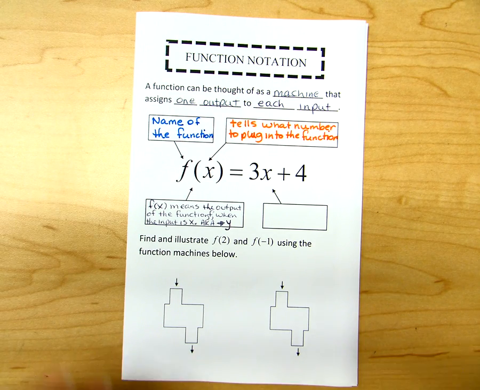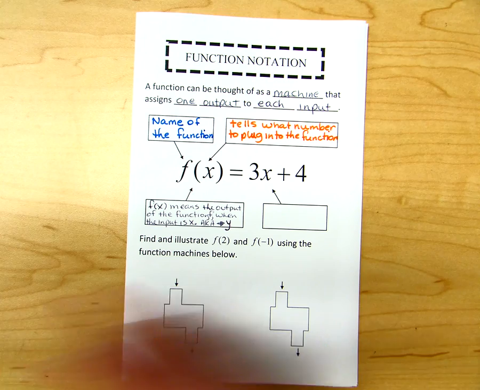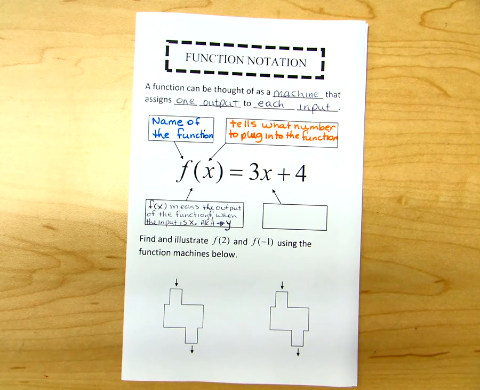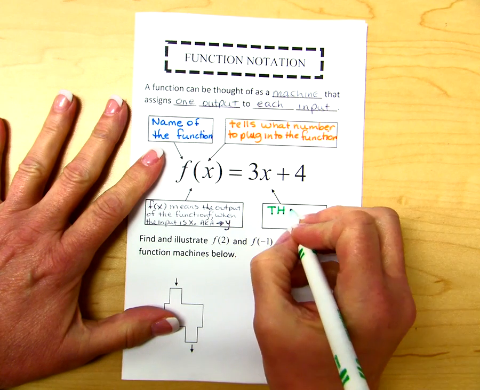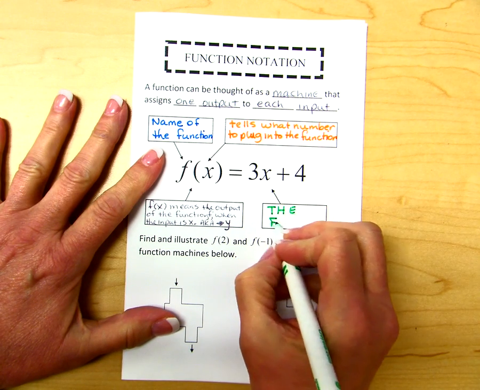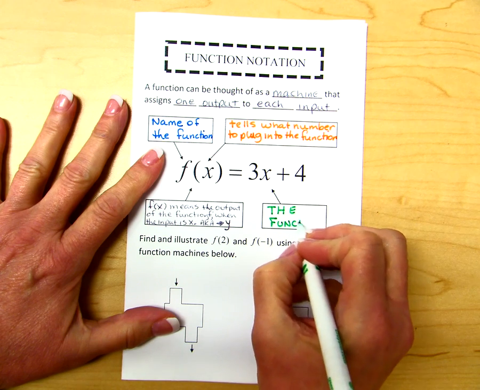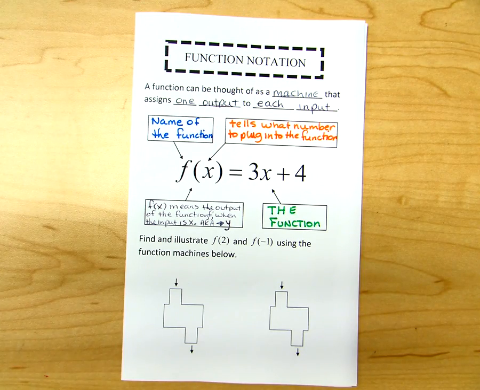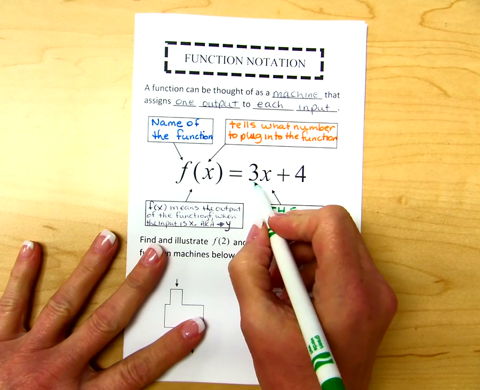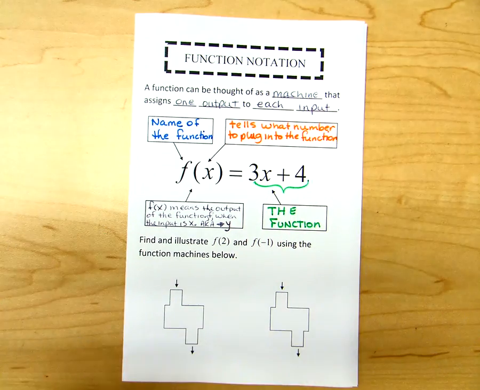Okay, the expression 3x plus 4, that part of this is called the function. This one is the actual function. This is what you're actually doing. You are going to multiply x and then add 4 to it. So this part here is the function itself.